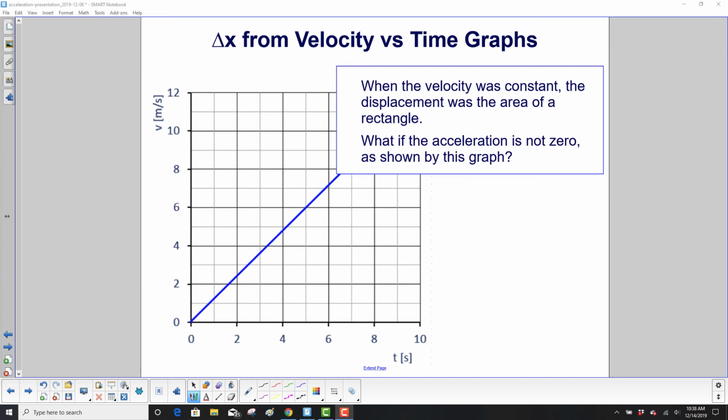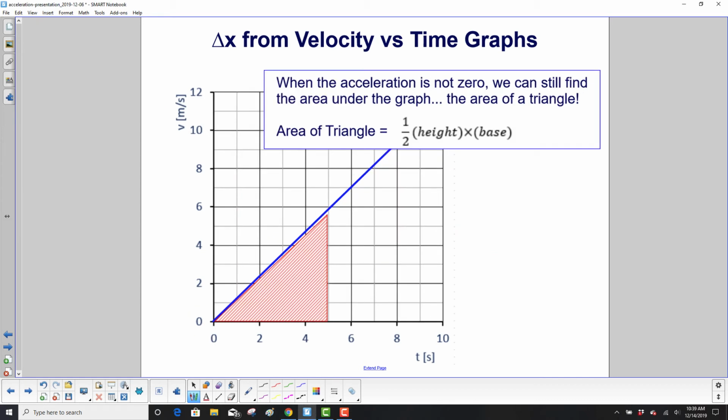But what if we have a case like this, where the acceleration is not 0? We have the speed going from 0 meters per second, up to, looks like 8 meters per second, somewhere around 7 seconds. So, how do we find the displacement now? We can still find the area under the graph, except this time we have a different shape. We just take the area like this under the graph. Let's say we're going out to 5 seconds. Here's our area. And what's that? Well, that's a triangle. And the area of a triangle is half height times base, and that will give us the displacement for this case where we have a non-zero constant acceleration.